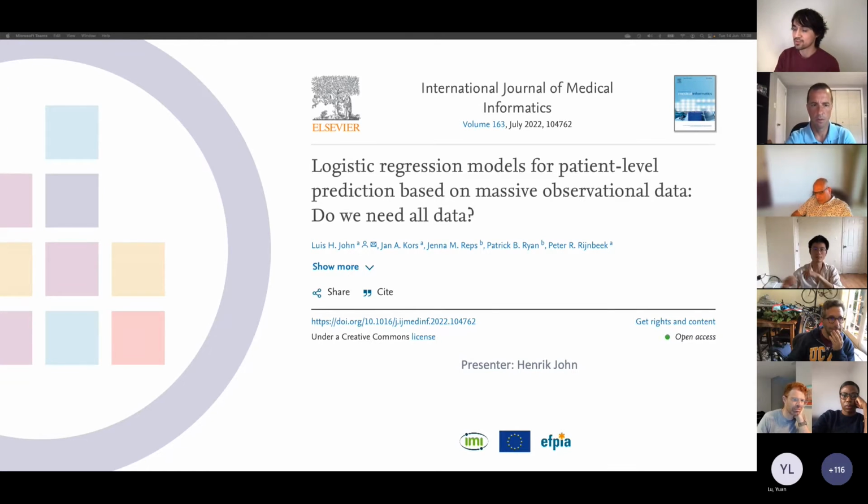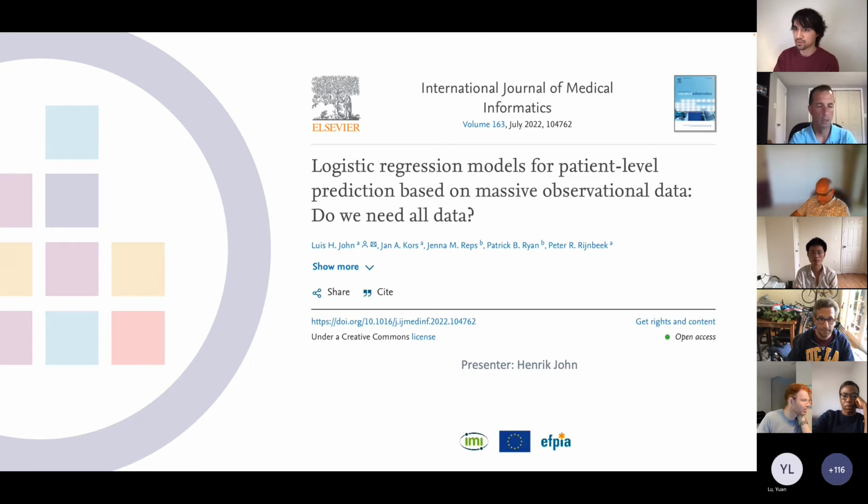I am a PhD student at the moment at Erasmus University Medical Center, and we recently published an article in the International Journal of Medical Informatics titled Logistic Regression Models for Patient Prediction based on massive observational data. And basically the question that we're asking is, do we need all of the data that we currently have available in our databases? This is a prediction study. We're using primarily OHDSI tools, in particular the patient-level prediction framework. And I'm going to start with some background.